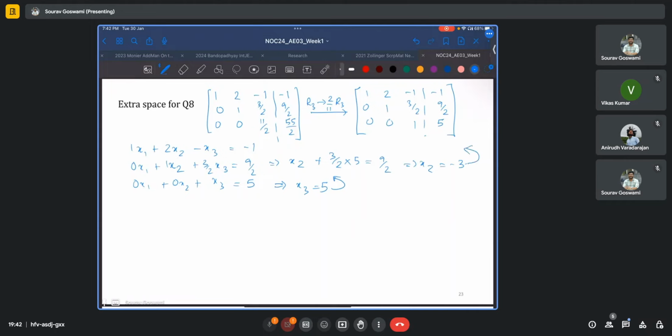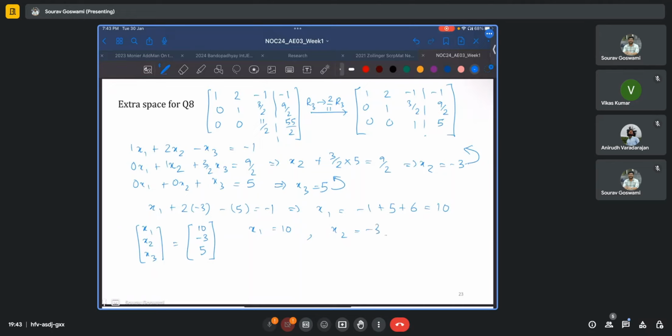Back substitute it again. So x1 plus 2 into minus 3 minus 5 is minus 1. So x1 is minus 1 plus 5 plus 6, which is equal to 10. So my solution is x1, x2, x3 equals 10, minus 3, and 5. I already have my solution.